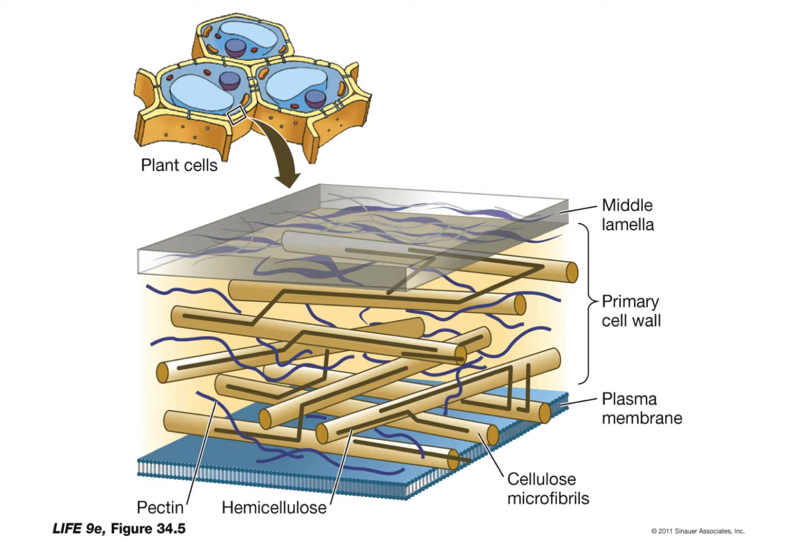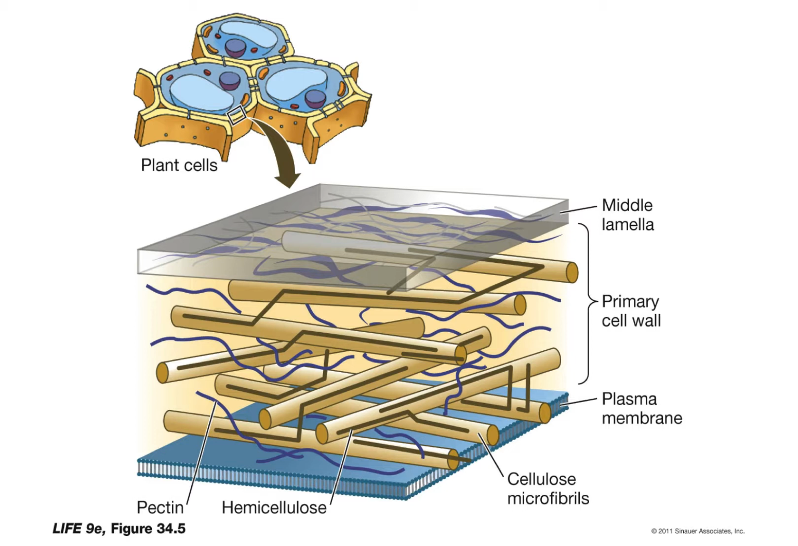Primary cell walls look like this for the most part. There's the cell membrane here, the plasma membrane, and then outside of that you have these cellulose microfibrils. Usually in one layer they'll be pointing all in one direction, the next layer they'll be pointing in a different direction, and the next layer in a different direction. And these are laid down from the inside of the cell, which is directing a cellulose synthase complex that's making these fibers of cellulose on the outside of the cell.